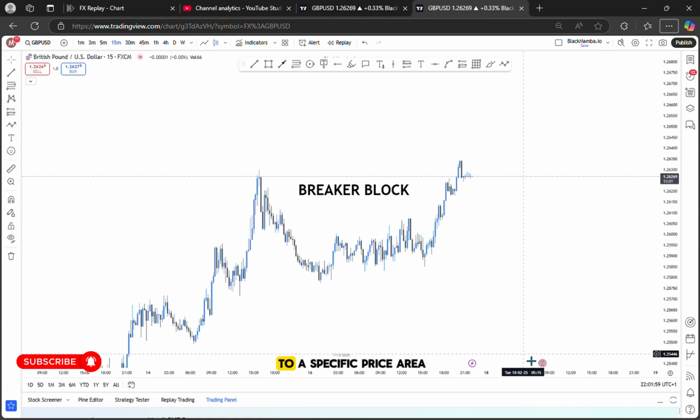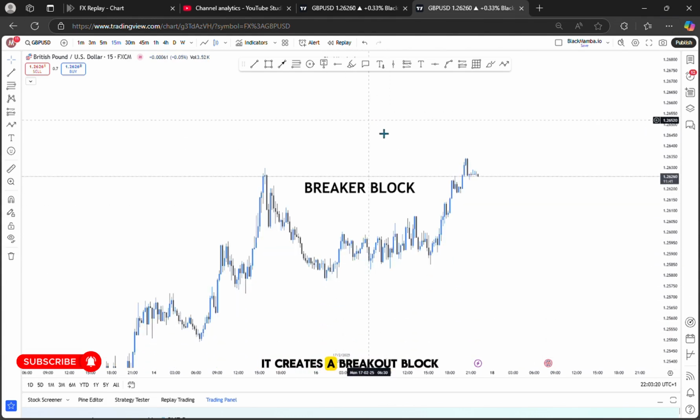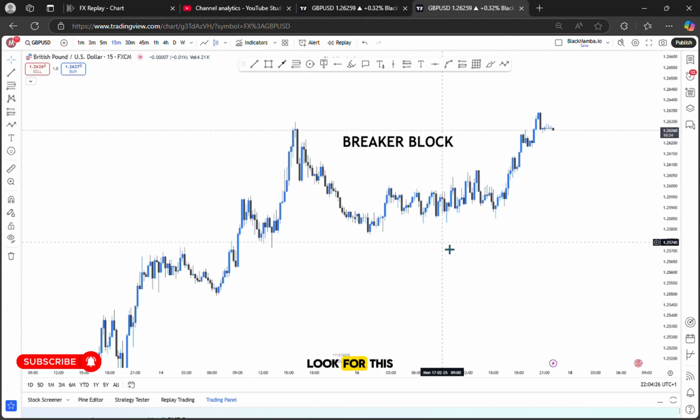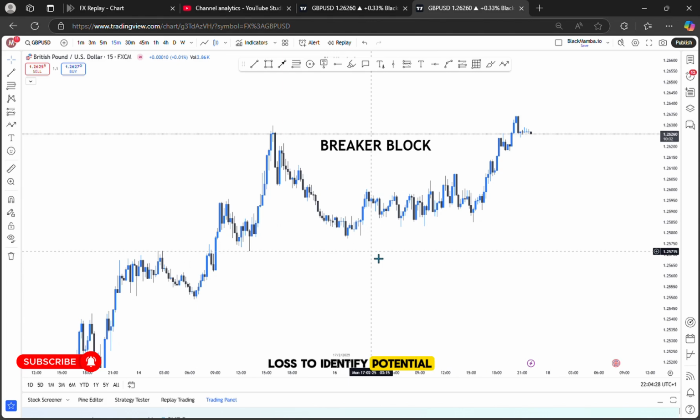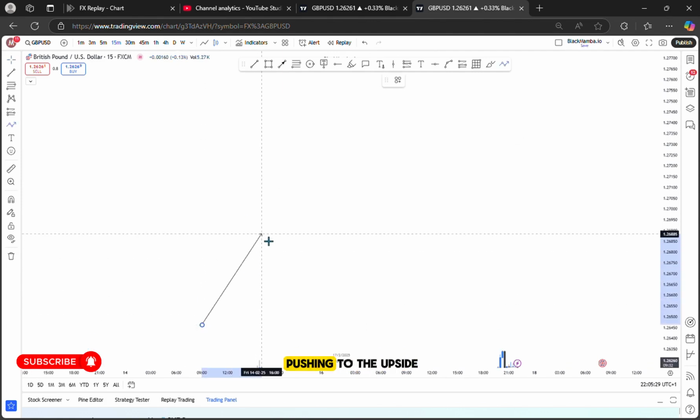Breaker block refers to a specific price area or zone on the chart that indicates a significant shift in market structure where price breaks through a previously established level of supply or demand. When price breaks through a key level, it creates a breaker block, which can often serve as a potential reversal point or an area where price might react in the future. So traders look for these blocks to identify potential entry or exit points as they may signify buying or selling interest.